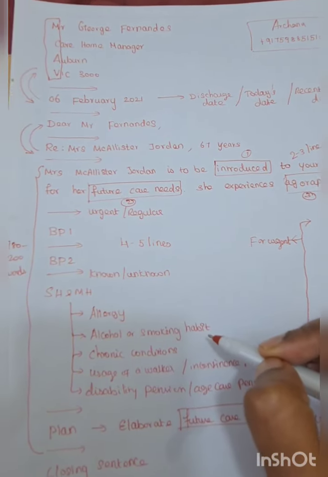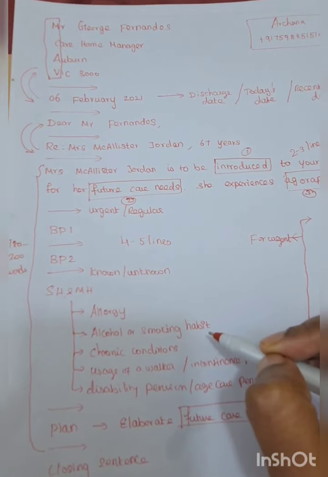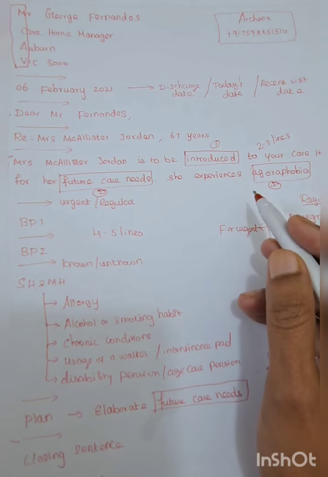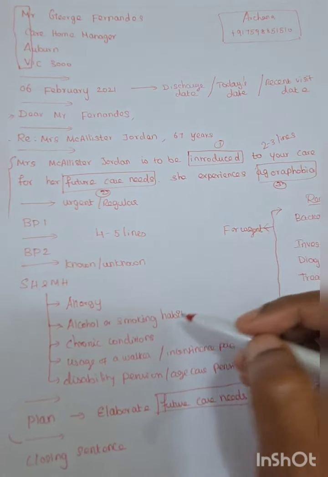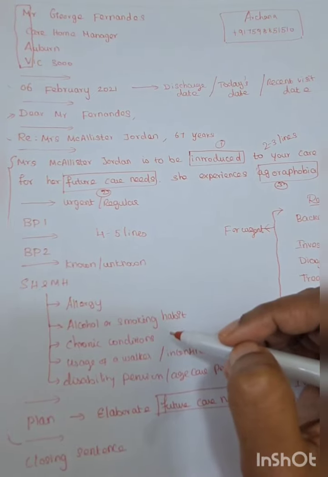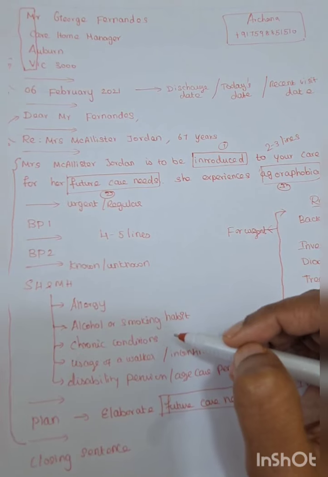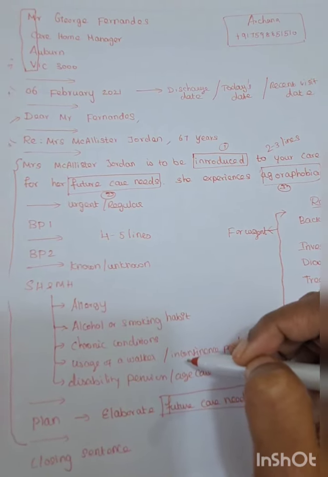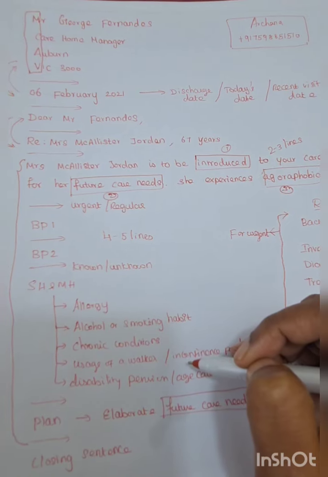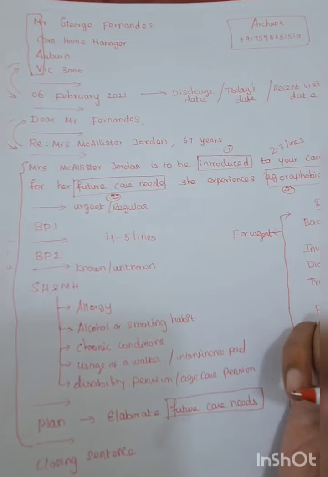If he has a regular habit of alcohol and smoking, please mention it. Any chronic condition related to the present disease condition or symptoms, mention it. For example, if the patient has chest pain, and he is diabetic and hypertensive, you have to mention it. And if he uses an incontinence pad or walker, kindly mention it because the care home manager needs it.